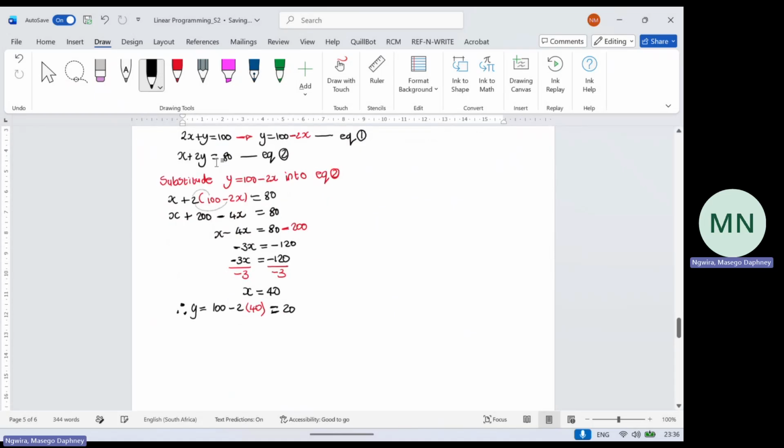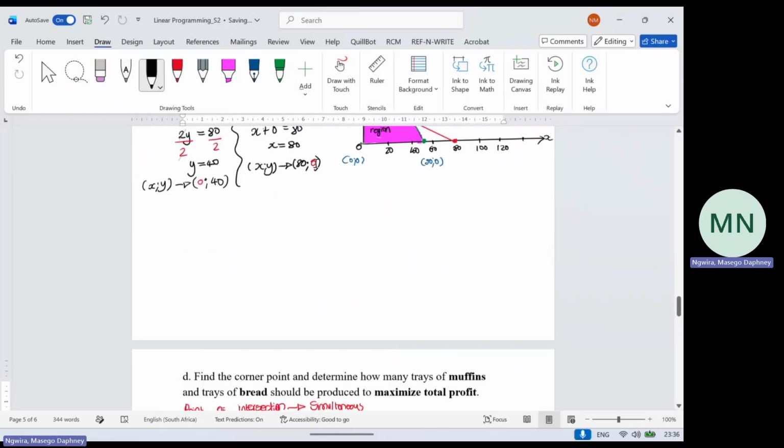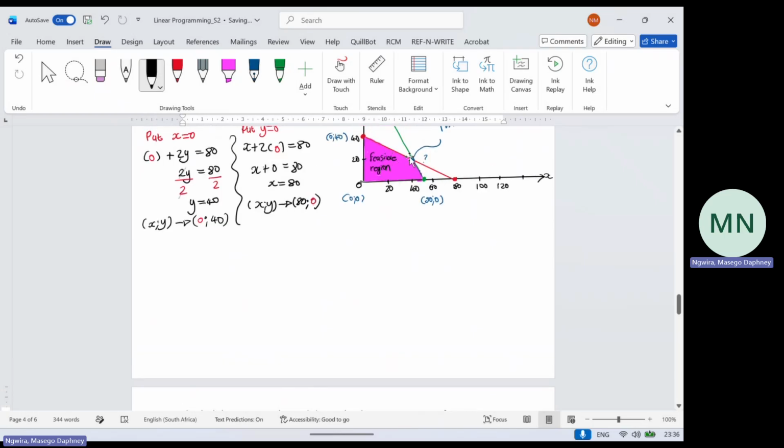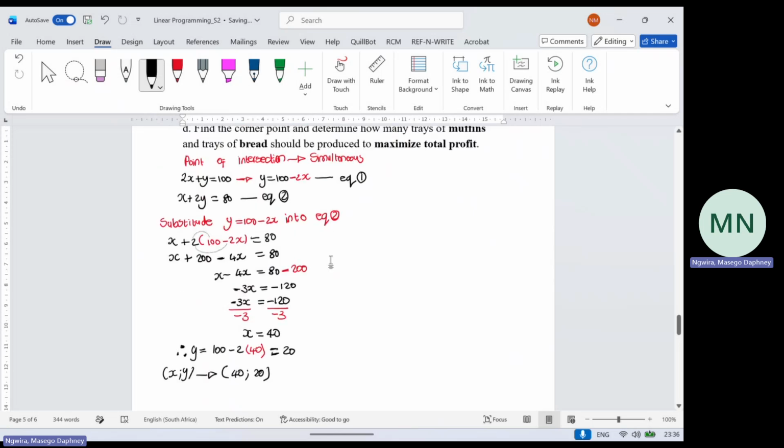So what does it mean? Therefore, it means that my point of intersection, the point xy, will be my x is 40, and then my y is 20. So that's the point. This is the one, the point of intersection. That's where we get the 40 and 20. All right, so now I have all my 4 points.